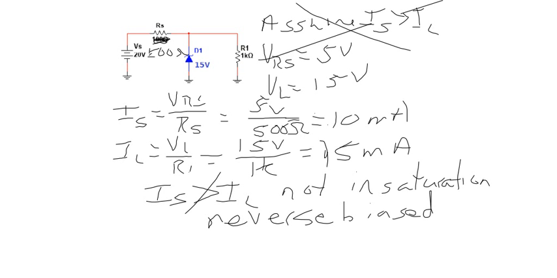Enough about Zeners for now. Let's look at a couple of other different types of specialty diodes. The first one I want to talk about is called a varactor diode. And actually, once again, I think I want to stop the video here to keep it from going too long and break it into one more video.